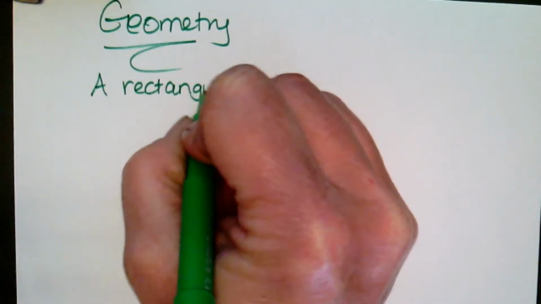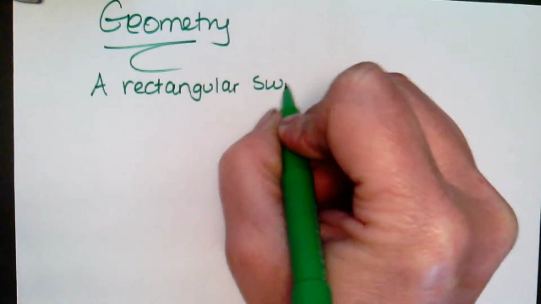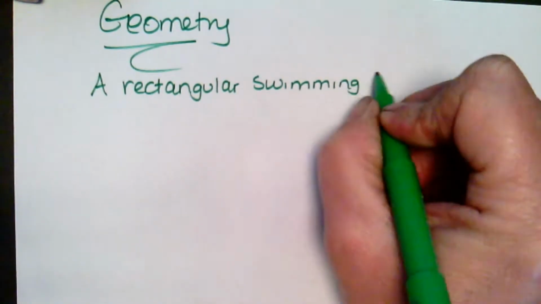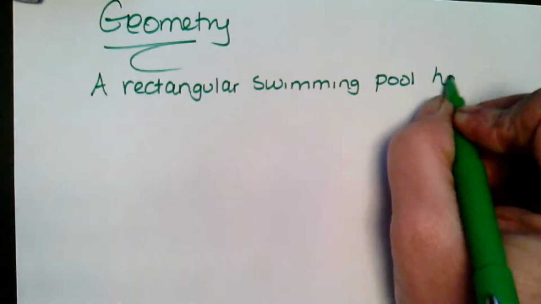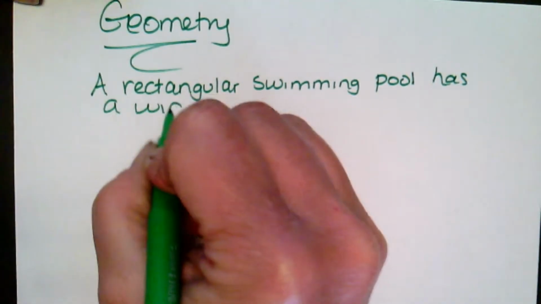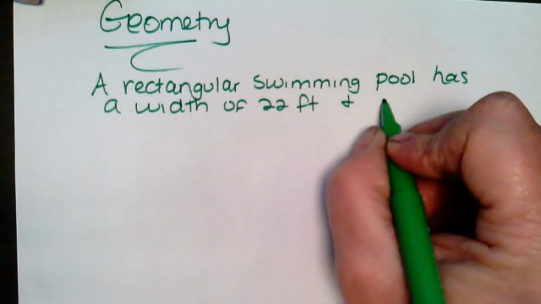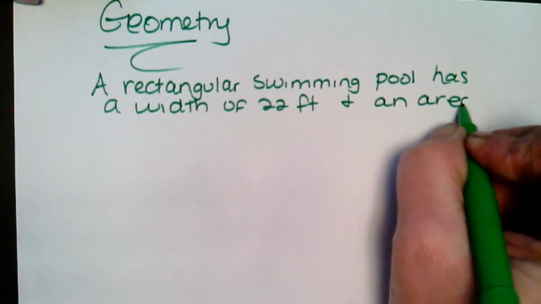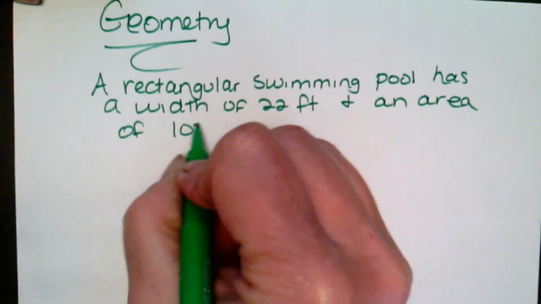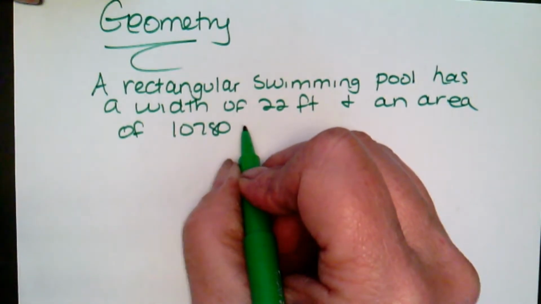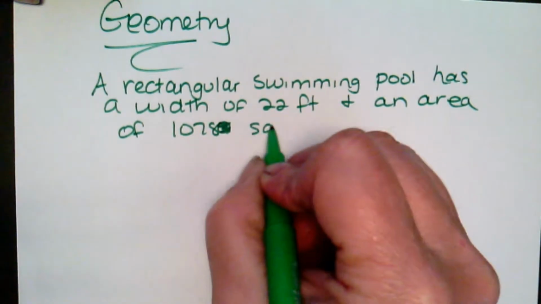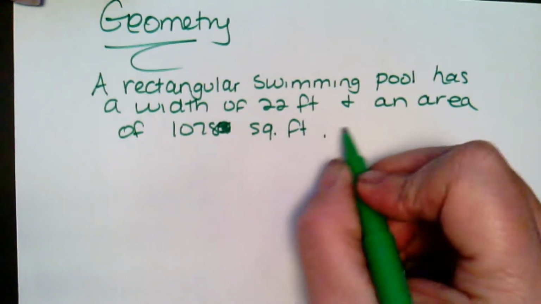Alright, so the first question is a rectangular swimming pool that has a width of 22 feet and an area of 1,078 square feet. Oops, I added an extra 0. And it says, what's the length?